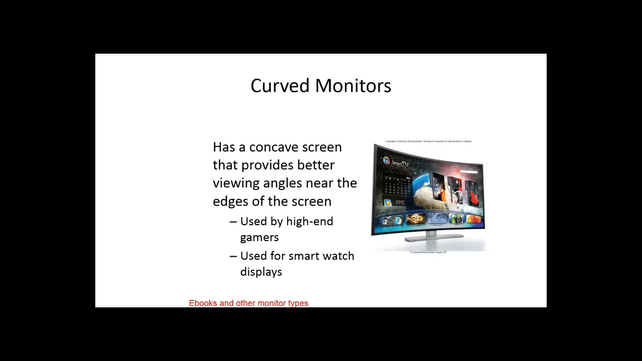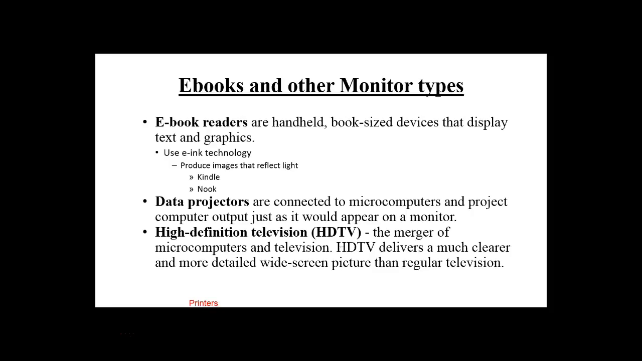Let's talk about e-books and other types of monitors. E-book readers are handheld, book-sized devices that display text and graphics. They typically use e-ink technology. They produce images that reflect light, so they're a lot easier to read. Some examples of this would be the Kindle and the Nook.